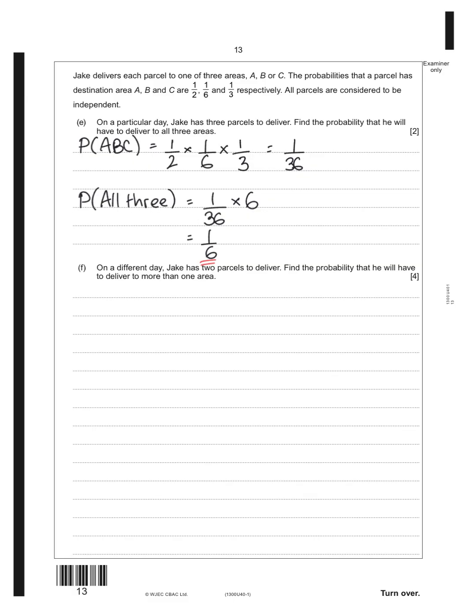Okay, on a different day, Jake has 2 parcels to deliver. Find the probability that he will have to deliver to more than 1 area. So there's lots of combinations, A, B, A, C, and all those. Personally, when I read this question, I think of a 1 minus.